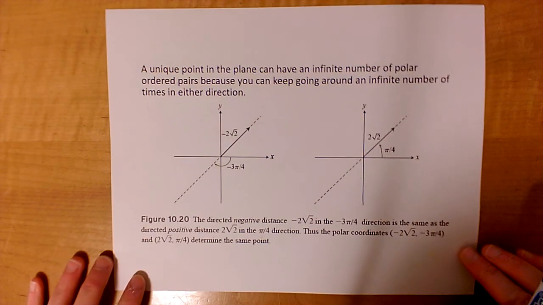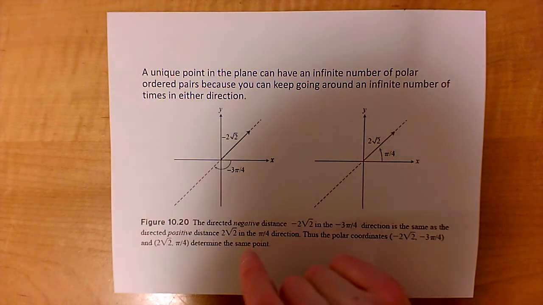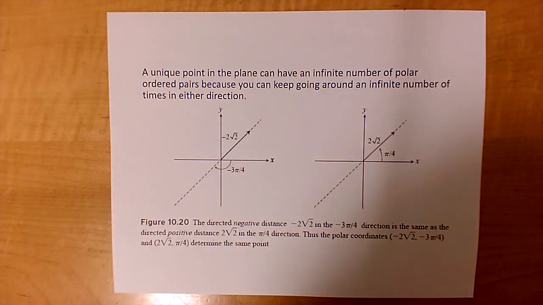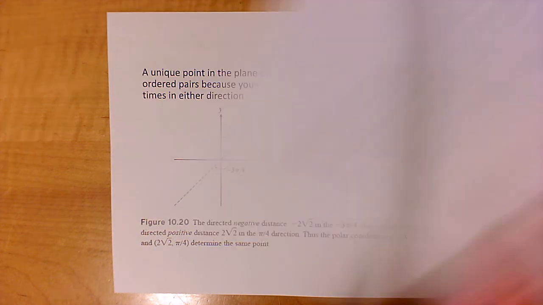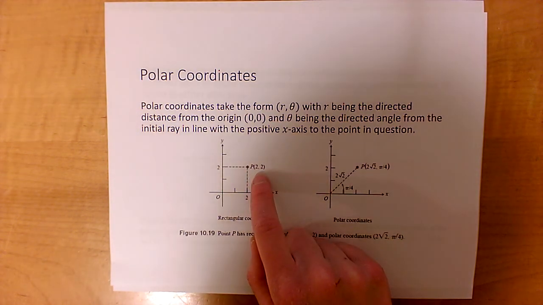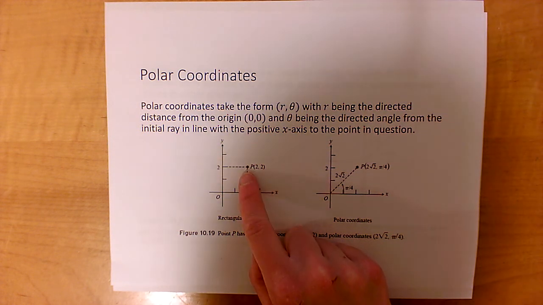Well, one of the things that we want to say about this before we go ahead and do this is that any point in the plane can have an infinite number of polar ordered pairs. So maybe we should backtrack a second and just talk about rectangular coordinates. If we look back at this graph that I just showed you, this point P right here, (2, 2), can only have one set of coordinates, (2, 2). That's it. There's no other way that you can write this point in the rectangular or the Cartesian form.